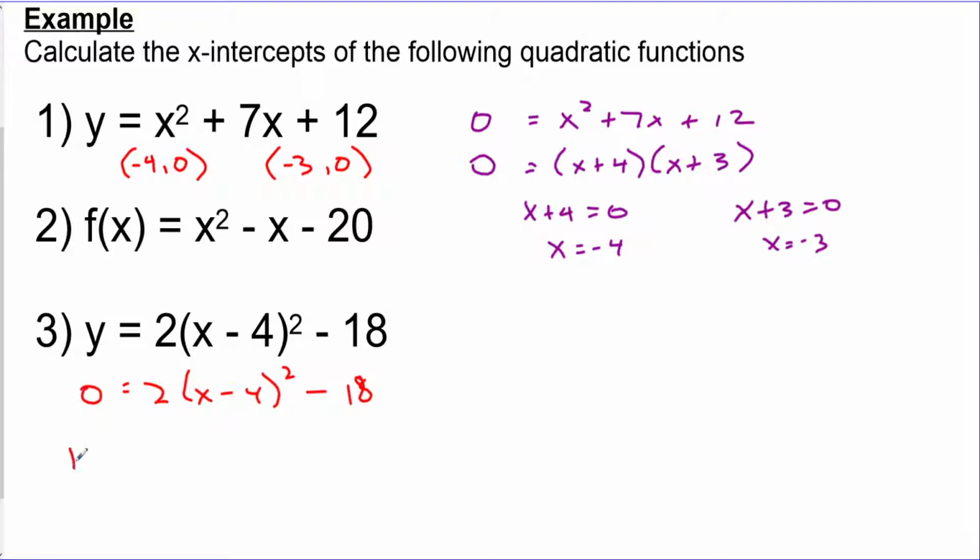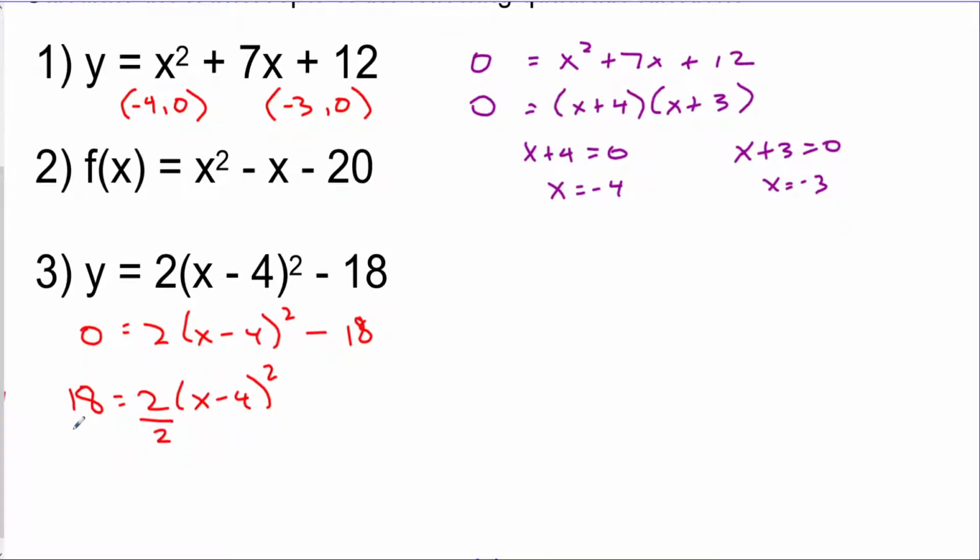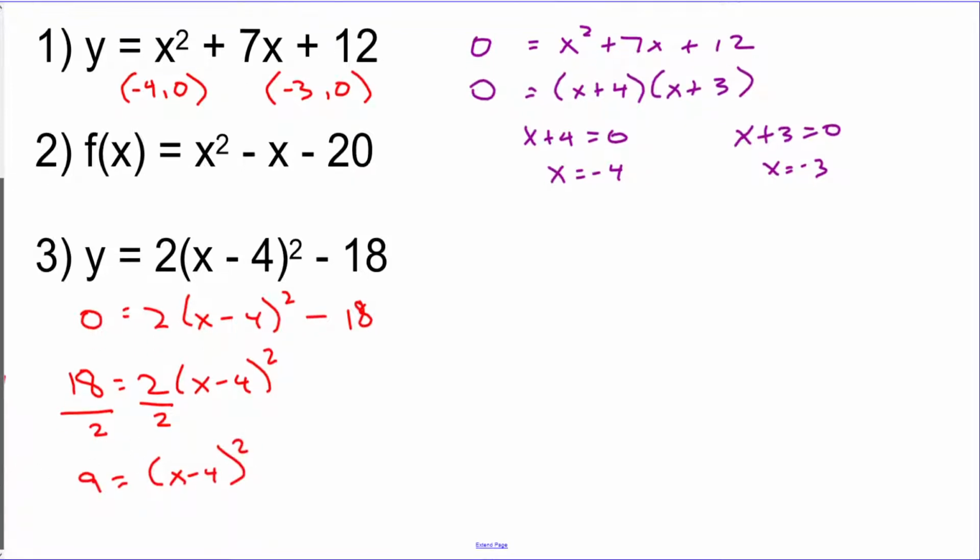So I'm going to add the 18 to the other side. Okay, and it's going to be 2(x minus 4) squared. I'm going to get rid of this 2 by dividing it away, right? Dividing by 2 on both sides. And I get 9 equals (x minus 4) squared, right? And now that the squared is by itself, we can square root both sides.